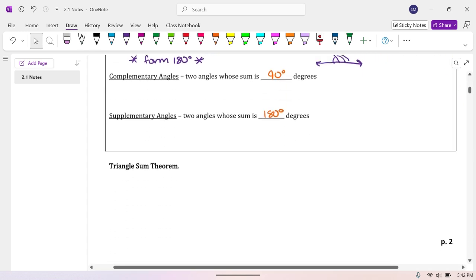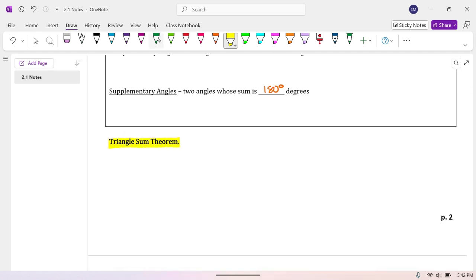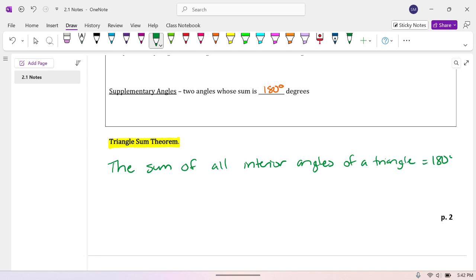Now, another theorem that you guys should, for the most part, already know is the triangle sum theorem. And the triangle sum theorem is very, very straightforward. All it is, is the sum of all interior angles, or the angles inside the triangle, of a triangle equals 180 degrees.